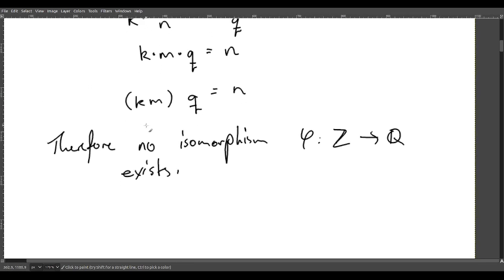So the key fact that makes the integers and the rationals under addition different is that the integers are generated by a single element, 1, whereas the rationals do not have this property. Okay, that's the intuitive takeaway for why these are different.